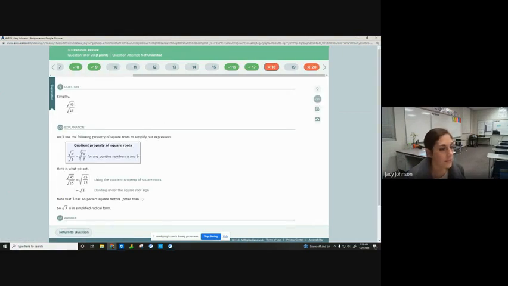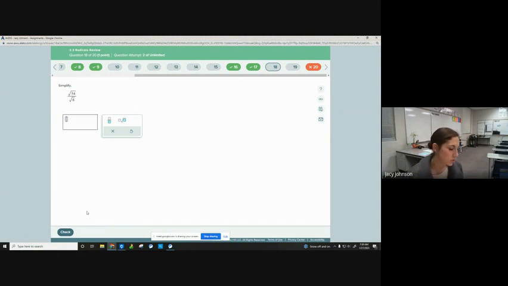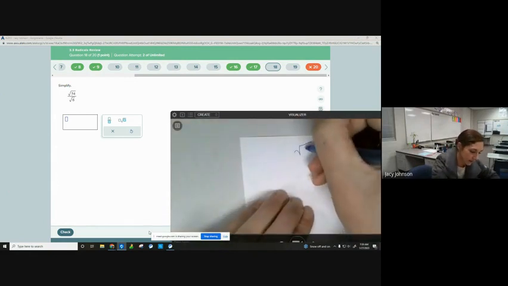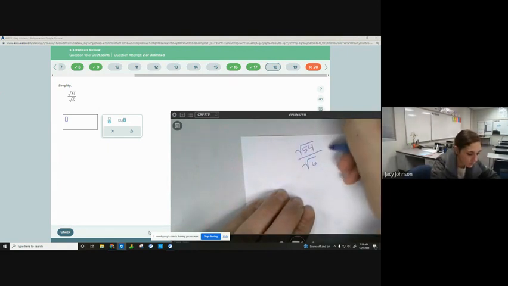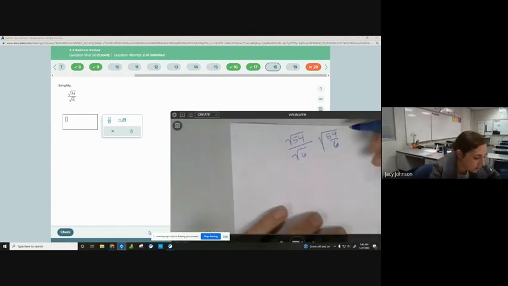Okay, number 18, and I was just checking this out before we started. Number 18 asks me to simplify this square root radical. It's got this division in it. But instead of talking about dividing my square roots, what we're going to do is the same idea as the multiplication. I can rewrite it as one big square root of 54 over 6. And this works only for multiplication and division, that I can combine them inside the same square root.